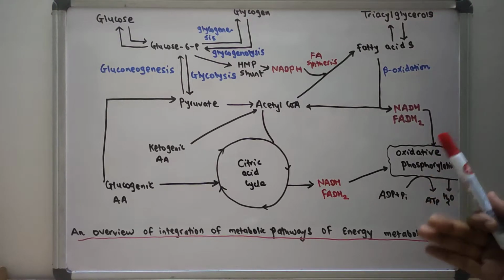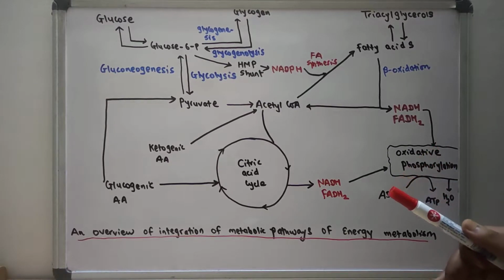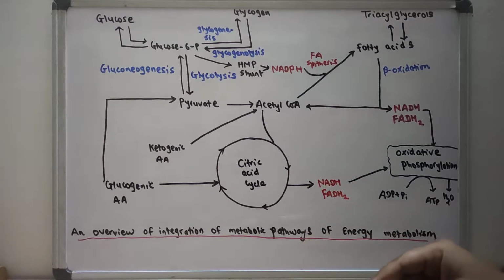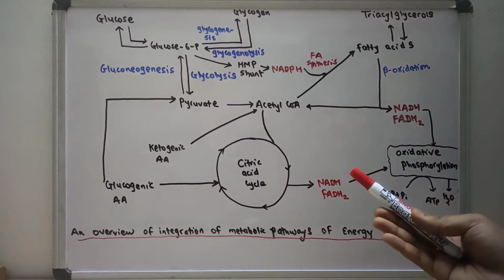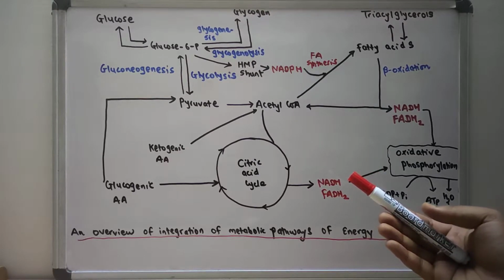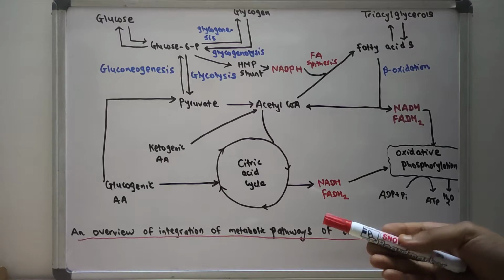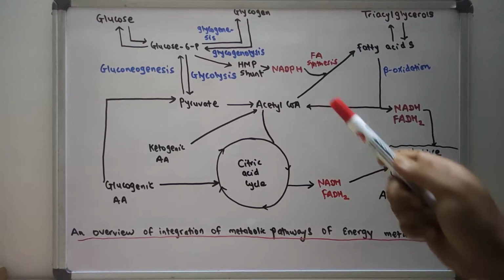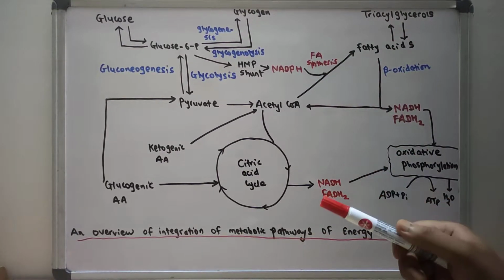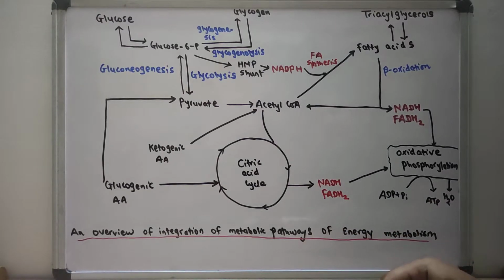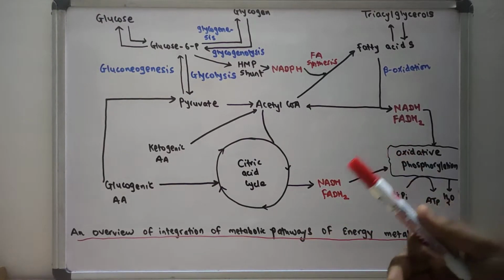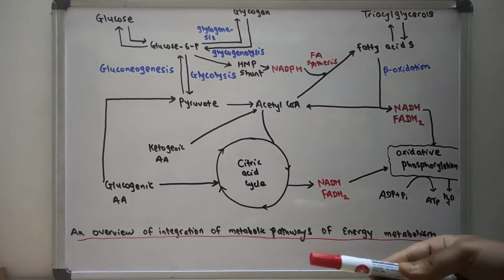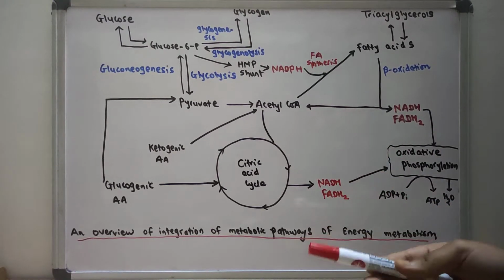is given in this picture. You can see in this picture. So I have described briefly the integration of the metabolic pathway of the energy metabolism in this video. For detailed information on these metabolic pathways, you should refer to the respective chapters and videos for glycogenesis, glycogenolysis, glycolysis, gluconeogenesis, and citric acid cycle. All these topics I have covered independently. So for the detailed information, I advise you to read those topics independently.